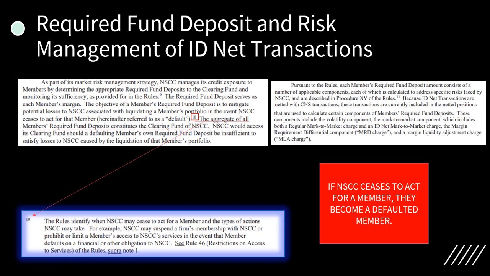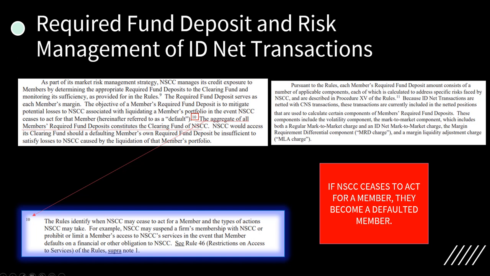Now, the aggregate of all members' required fund deposits constitutes the clearing fund of the NSCC. Now, the NSCC would access or dip into the clearing fund should any defaulting member have an insufficient required fund to satisfy the losses to NSCC caused by the liquidation of that member portfolio.